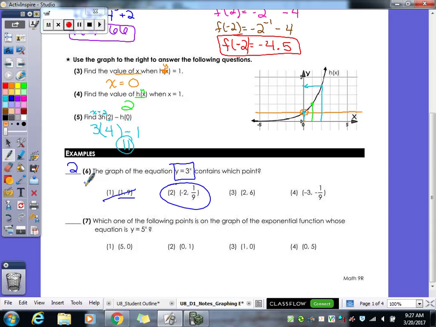Number 2, which of the following points is on the graph of the exponential function whose equation is y equals 5 to the x? Let's have you guys try that one on your own. So plug into your calculator 5 to the x power under your y equals. See which one of those points is in there. All right, who's got the answer? Which point is there? (0, 1). Choice 2.